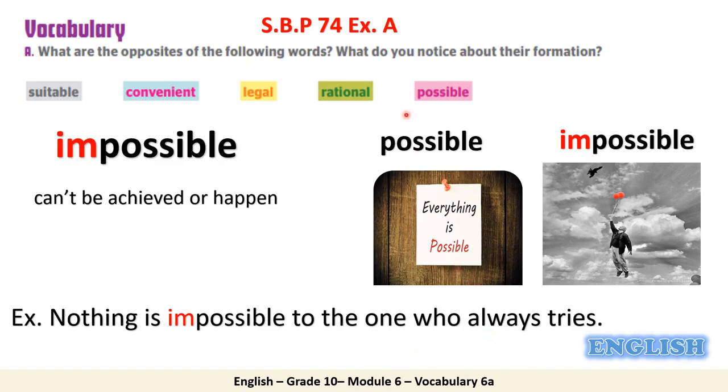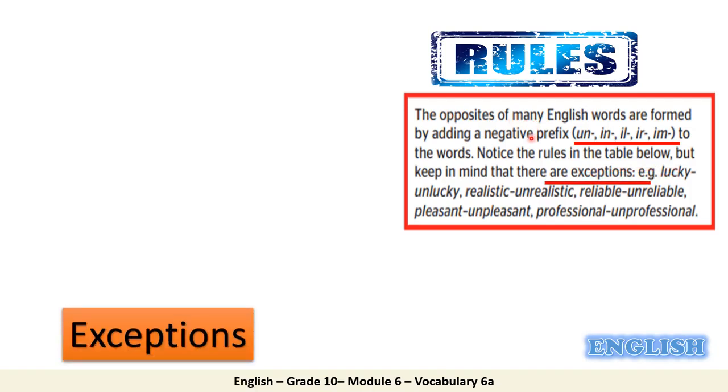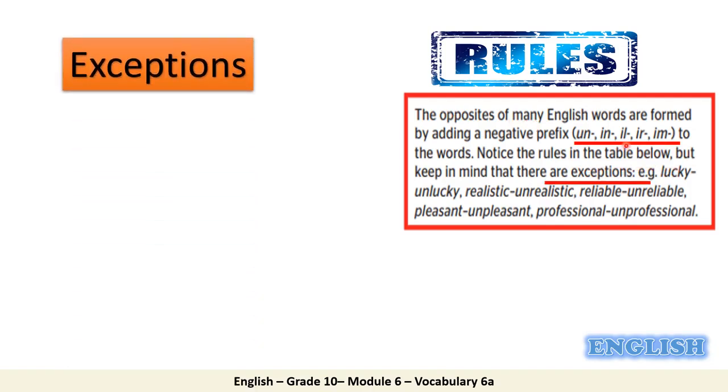And notice something here about the formation of the word possible. It takes the prefix im. So remember well that if the adjective starts with letter P or M, it takes the prefix im, like possible, impossible. And now, let's go to the rules. I would like you to remember that the opposites of many English words are formed by adding a negative prefix, such as un, in, il, ir, im to the words. However, we have here some exceptions. Let's go to these exceptions.